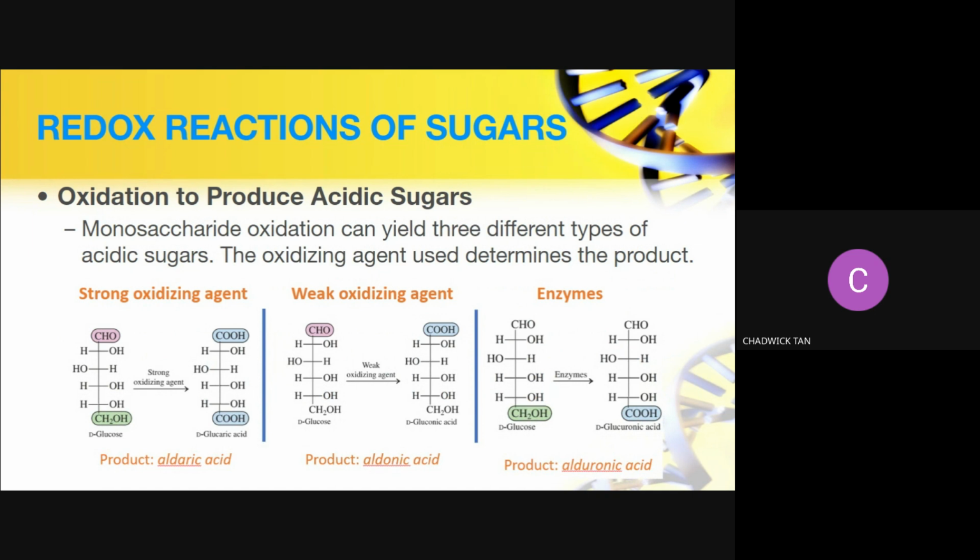Okay, so yun, oxidation produces acidic sugars. So they can yield three different types of acidic sugar. So as mentioned nga, yung aldaric acid, both ends of the monosaccharide will become carboxylic acids. Pag strong oxidizing agent, pag weak oxidizing agent, o only carbon 1, yung aldehyde mo will become the carboxylic acid. So that's an aldonic acid. For enzymes, particularly yung sa glucose oxidase natin, it will oxidize carbon 6 into carboxylic acid. So that's an alduronic acid.